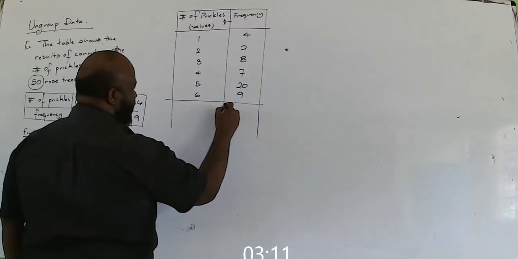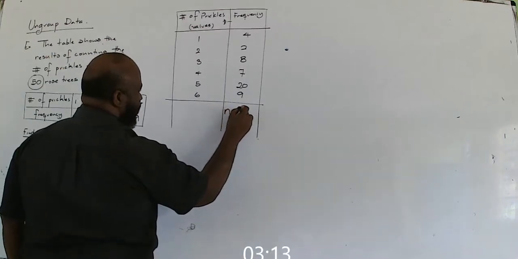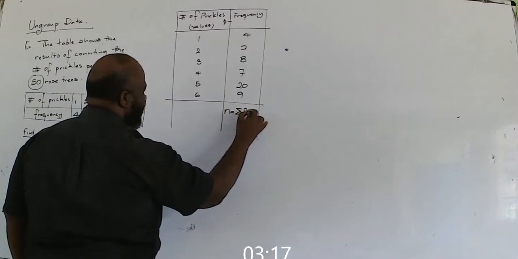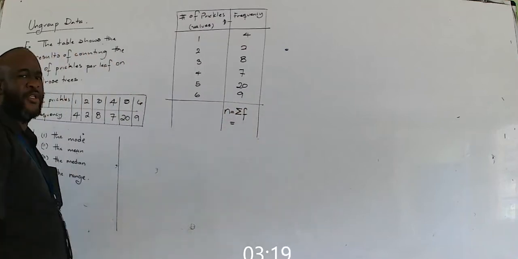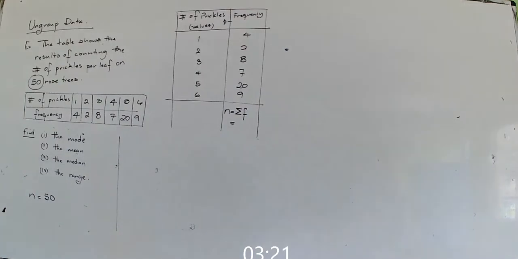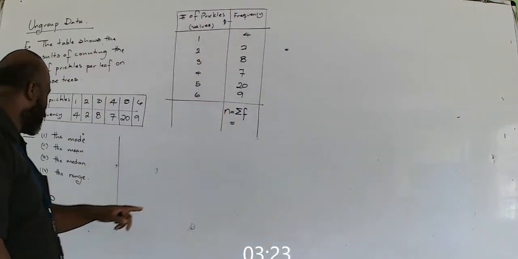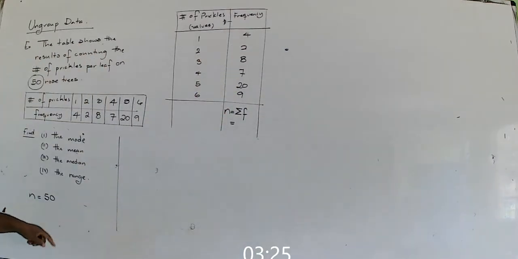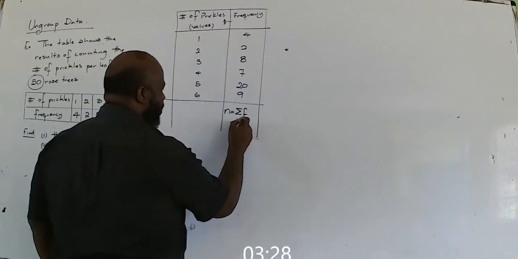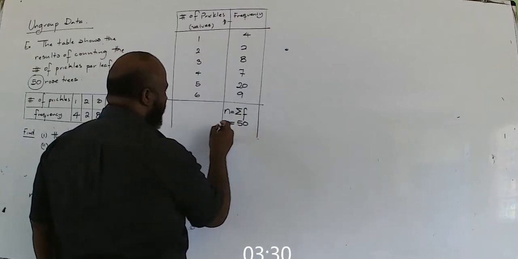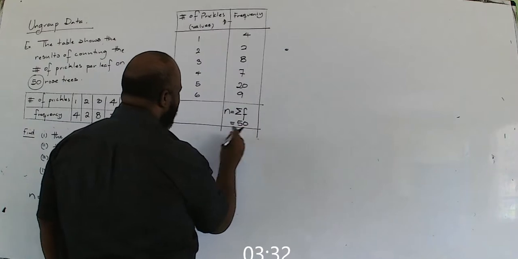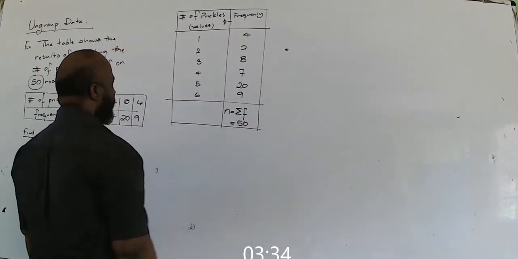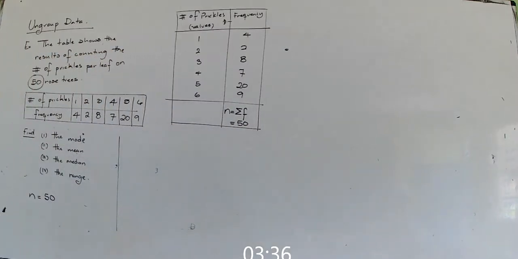The first thing I would tell you is this: n is equal to the sum of the frequency. N, the number of values, is equal to the sum of the frequency. I am sure if you add this up, you should get 50. That's the first thing I told you.